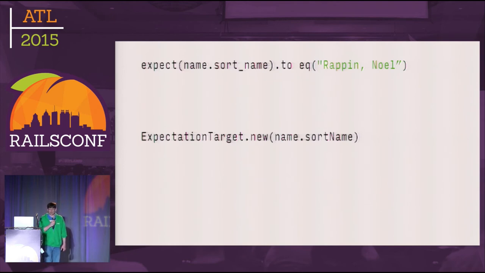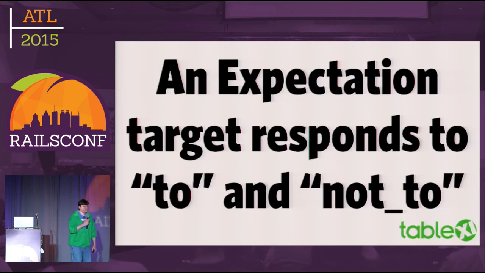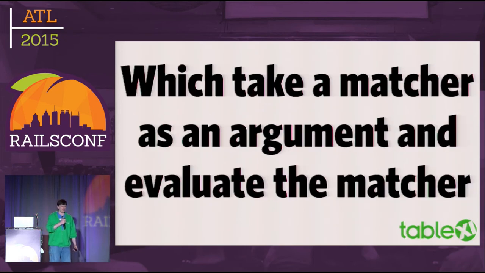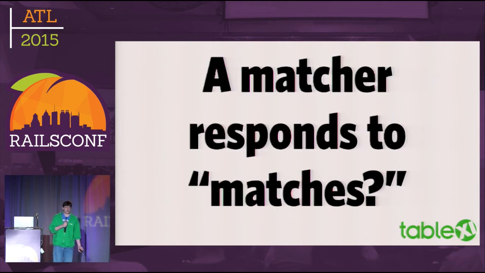The expectation target basically responds to `to` and `not_to`, to determine how it handles the matcher that it's been called with. `to` and `not_to` both take RSpec matchers as arguments and evaluate whether those matchers actually match or don't match. A matcher at its most simple is just an object that responds to the API `matches?`.